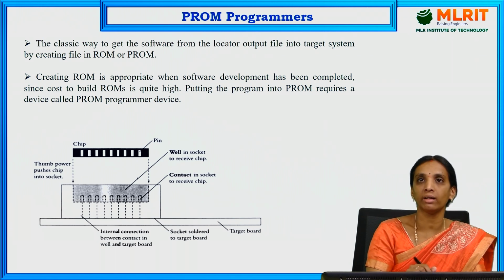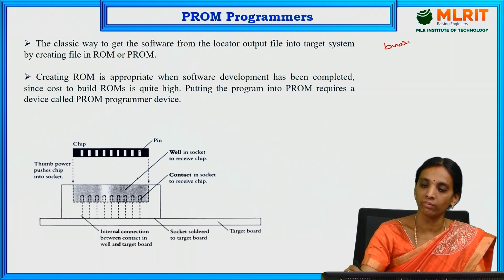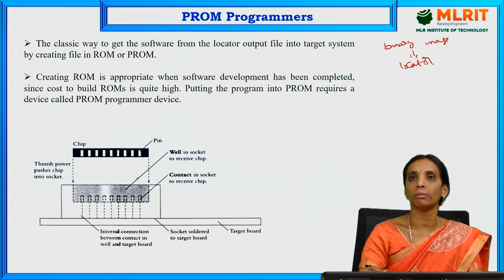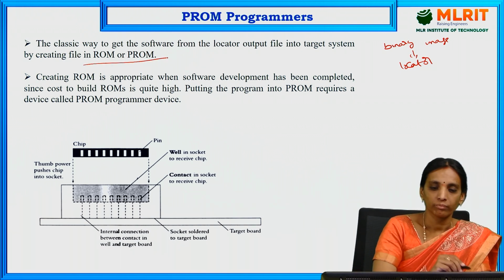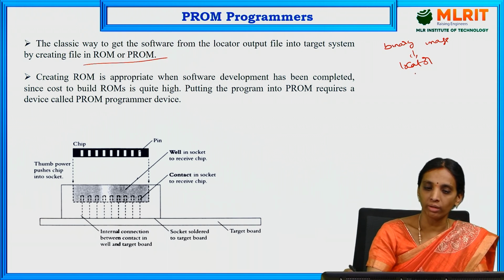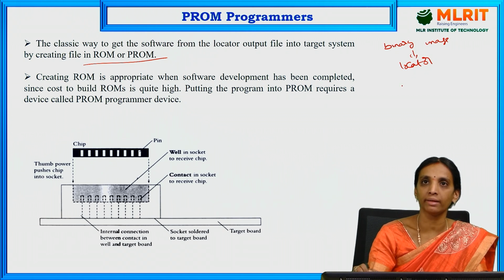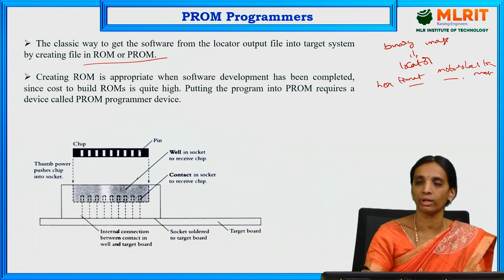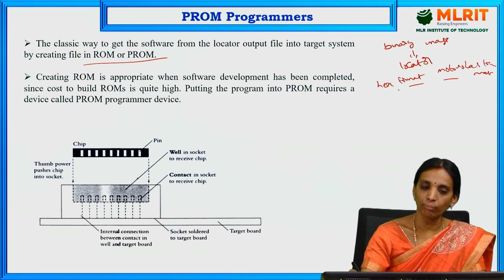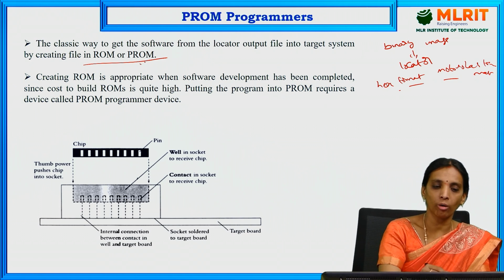Here we have one binary image file from the locator, which indicates the memory allocation, the memory map of that particular program, and we can load that output file which is generated in the output format. We have already seen the output file formats, which are .hex format and Motorola S format. Whatever the output file format, these files will be loaded into the ROM or PROM.